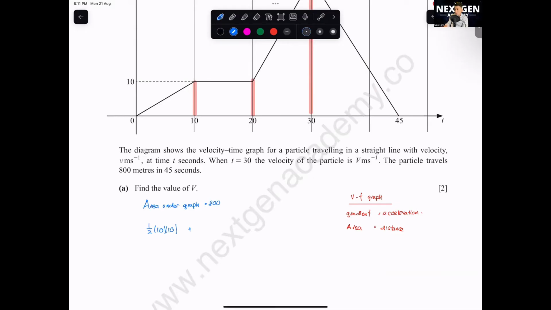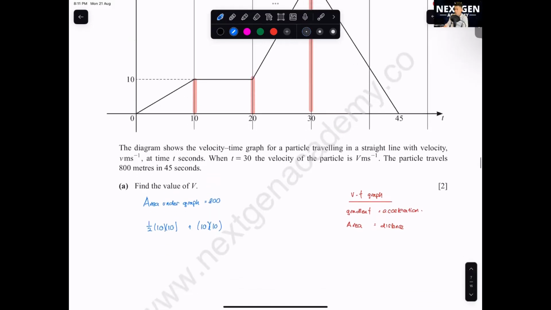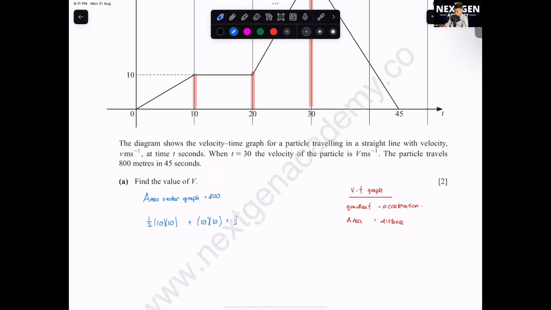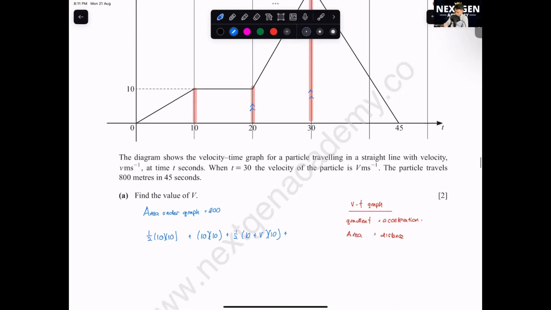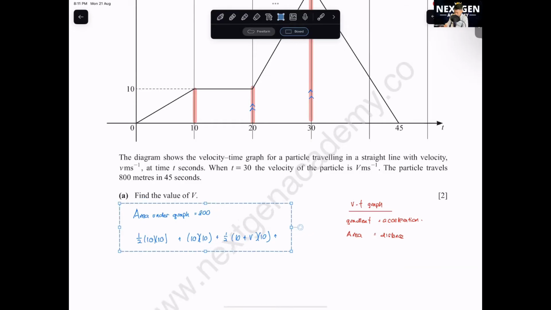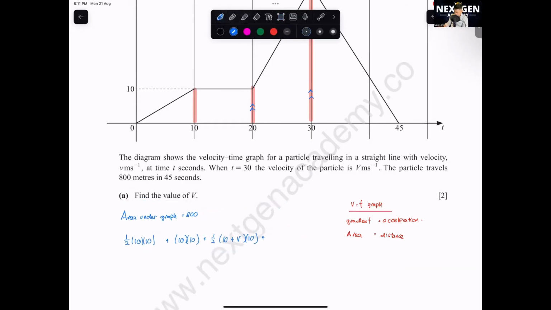Second part, base times height. 10 times 10. Third one, the trapezium, half. These two are your parallel sides. So half times 10 plus v times your height. The height is 10. Then plus half times base times height, which is half times 15 times v, which is equal to 800.